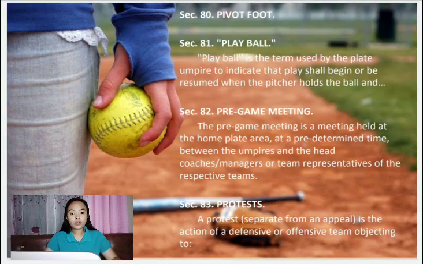Section 80 is the pivot foot. Ang pivot foot is that foot, for the first pitcher only, with which the pitcher pushes off the pitcher's plate. And for the second pitcher, which when placed in contact with the pitcher's plate by the pitcher must remain in contact with the pitcher's plate until the pitched ball is released.